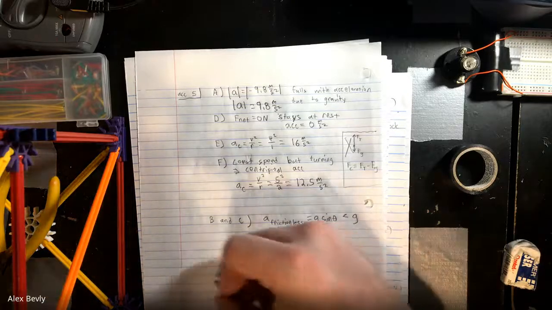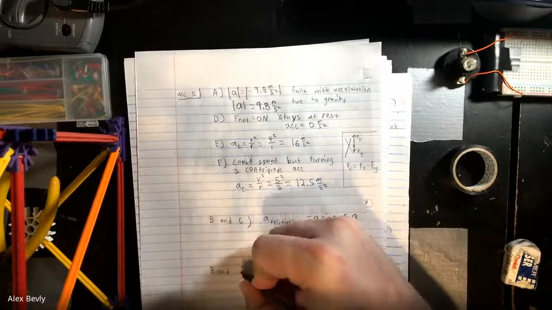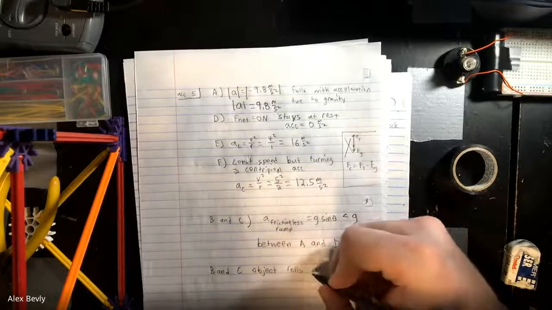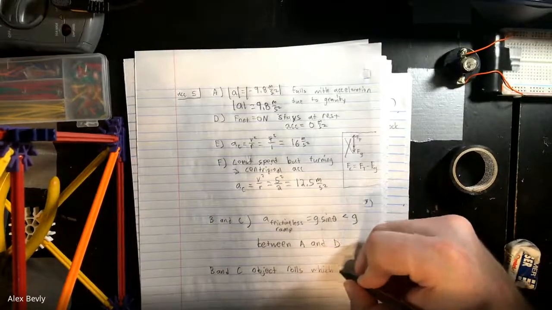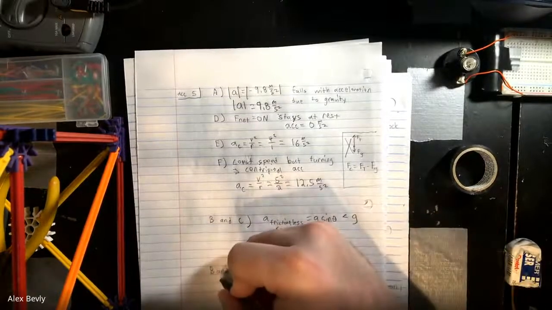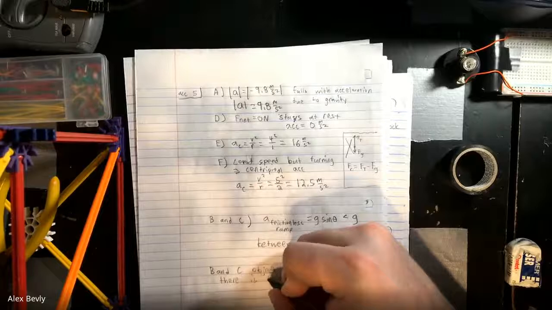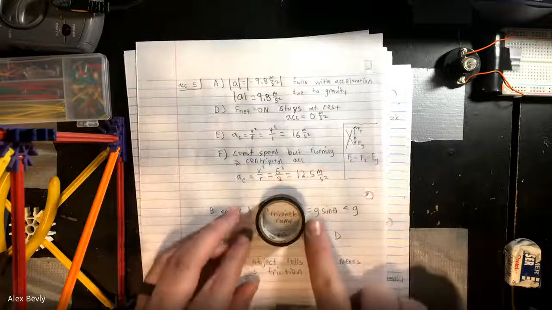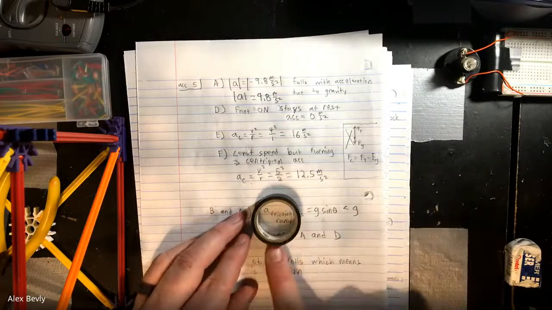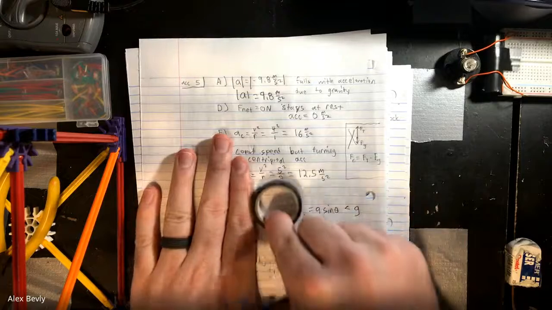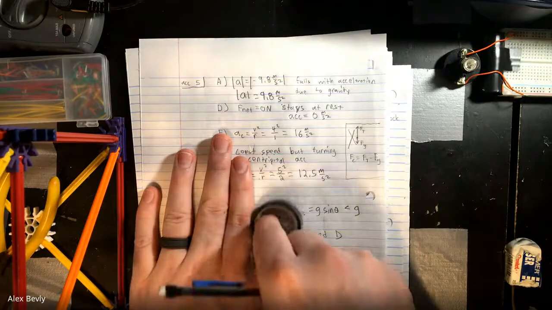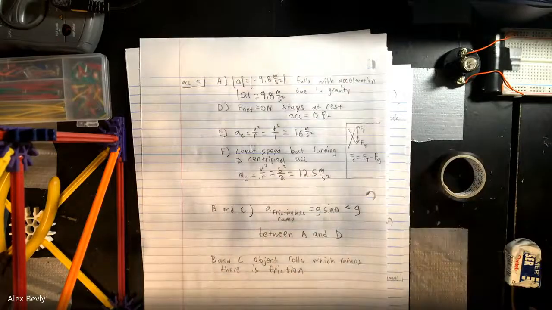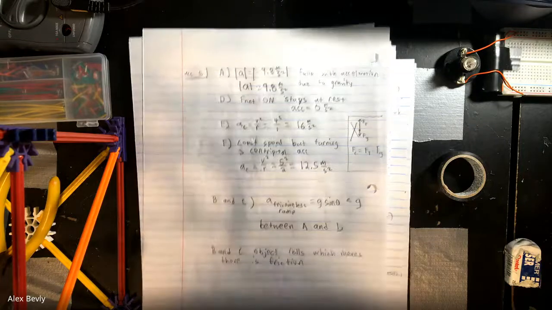So if these are rolling, B and C, the object rolls, which means there is friction. I could push here and make it roll. But if this thing is just sliding without friction, it won't roll. If it's sliding with friction, then there is going to be a rolling motion. So there is going to be friction here. So let's look at B then.